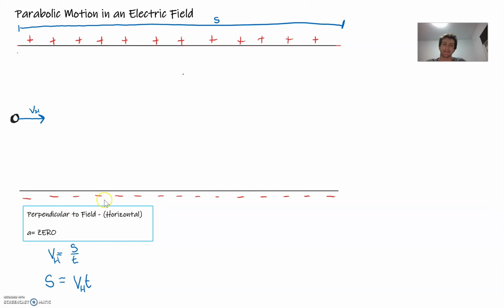In this case, yes, that is horizontal, but just keep in mind that this entire situation can be rotated 90 degrees, and it becomes the vertical component that is a constant. So we always need to remember perpendicular to the field. So if we're working perpendicular to the field, a is going to be 0. We get 0 acceleration perpendicular to the field, and our velocity is going to be constant. So I'll just add that in there as well.